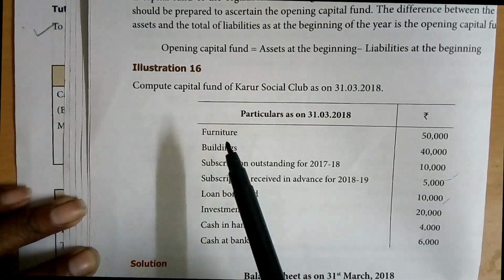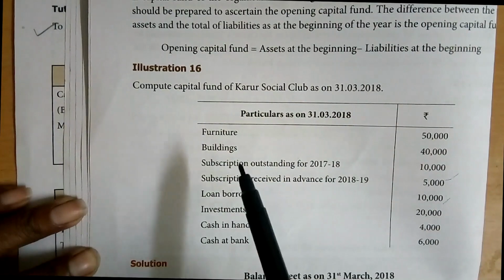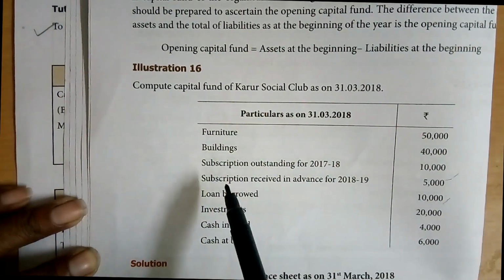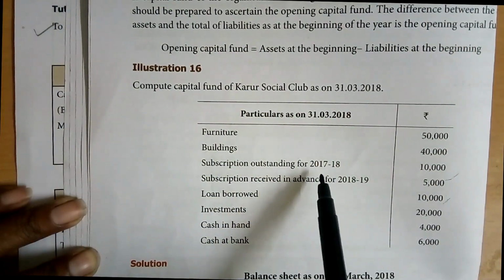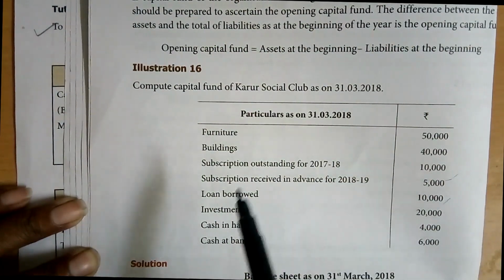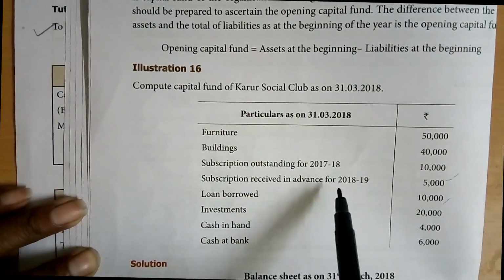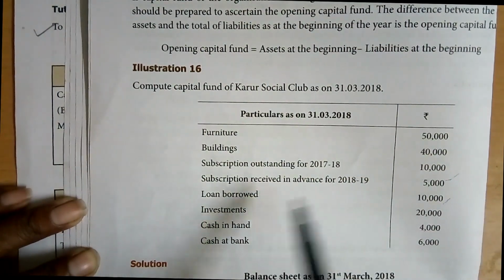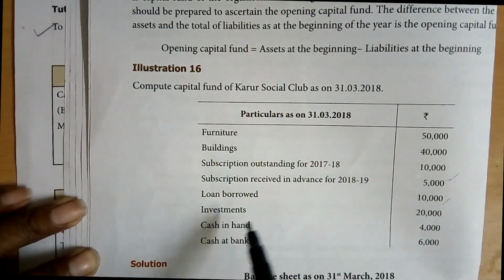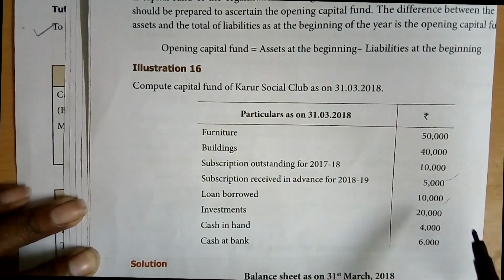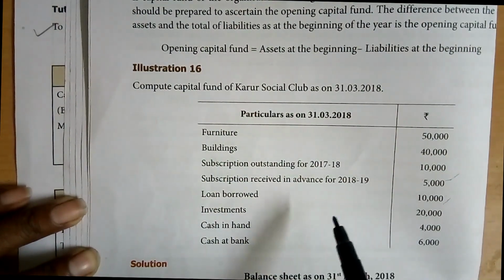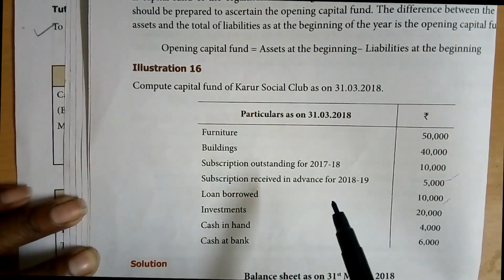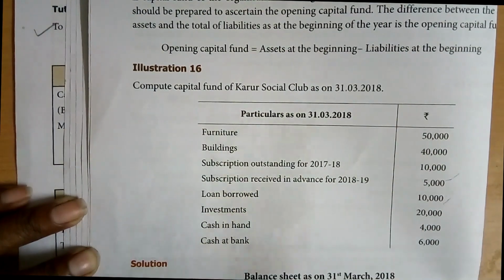Let's look at the particulars. Furniture they have given 50,000, buildings 40,000, subscription outstanding for 2017-18 is 10,000, subscription received in advance for 2018-19 is 5,000, loan borrowed 10,000, investments 20,000, cash in hand 4,000, cash at bank 6,000. Now this is exactly like the balance sheet which we have studied in 11th standard. Now let's see the solution.